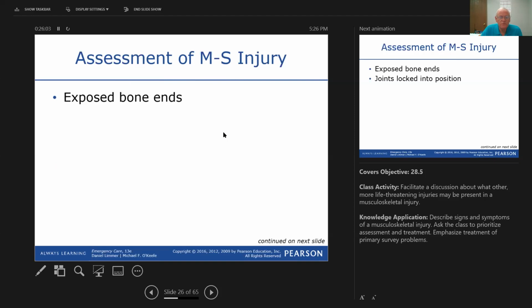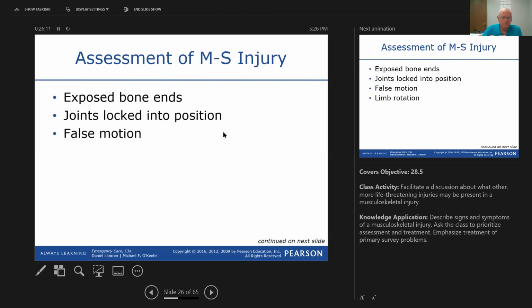You may see exposed bone ends. Again, leave them out. You may have joints locked into position like with the shoulder I mentioned. You might see something I call false motion. If you have an unstable fracture and you go to move, and let's say your fracture is here, and you go to move your arm this way, this part of the arm moves that way, but this part of the arm comes back this way. So it's like moving in opposition, and it's not totally dissimilar from the paradoxical motion that Rob was talking about with flail chest injury.